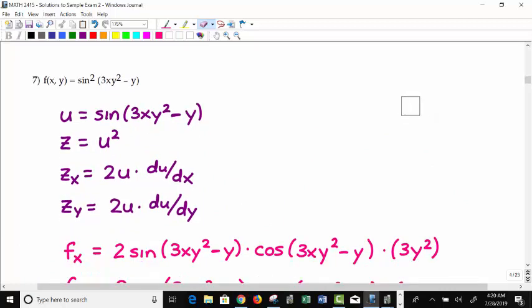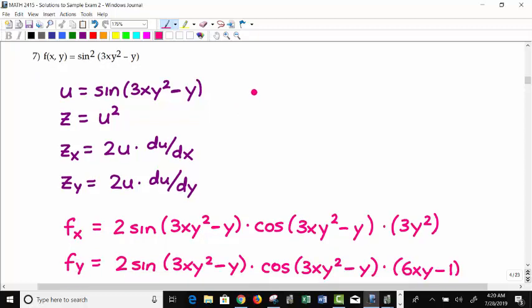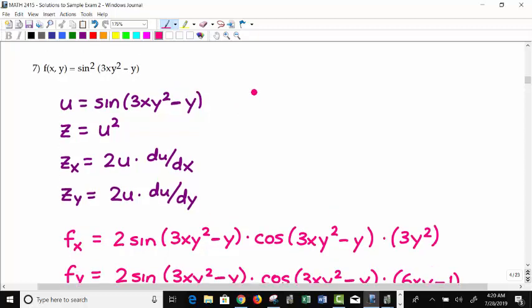Yeah, it looks like this one looks sort of extra challenging here. Now, I sort of treated it as a substitution type thing here. Didn't have to do it this way, but I thought it was a good way to do it. If you let u be sine of all this stuff in parentheses, then you can let z, your original function, be the same thing as u squared.